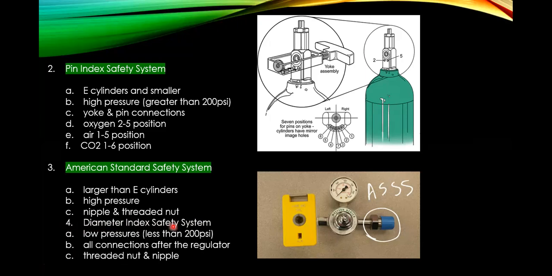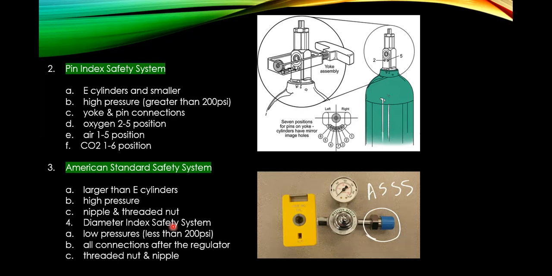That's known as the DISS. The DISS. And that's just simply all of the connections after the regulator. So if this is the regulator, everything that hooks up to the regulator on the other end of the regulator is regulated by the DISS. So that would be my nasal cannula, my little mask, whatever I hook up to the oxygen cylinder. This part here is considered to be the DISS. Okay? Low pressures, less than 200 PSI, all connections after the regulator, okay?